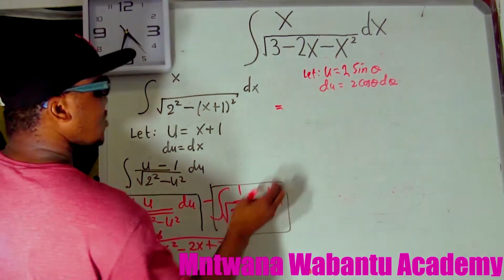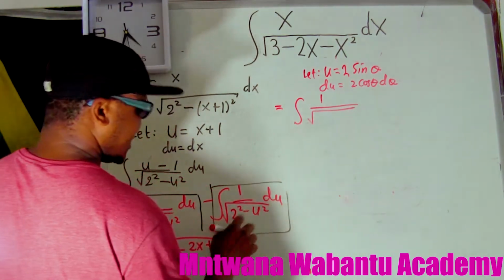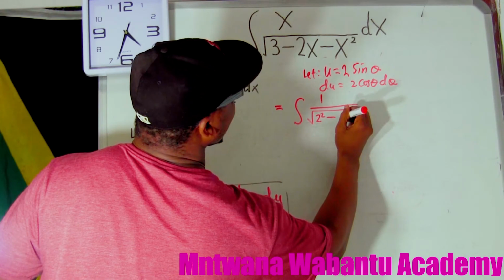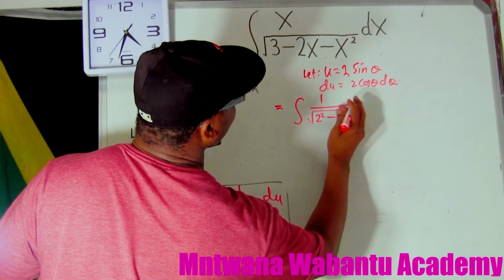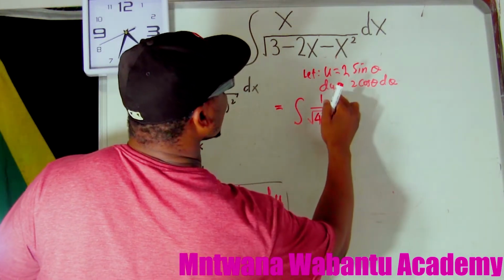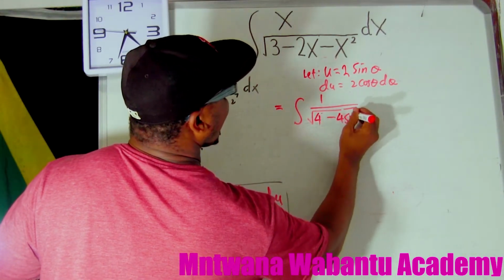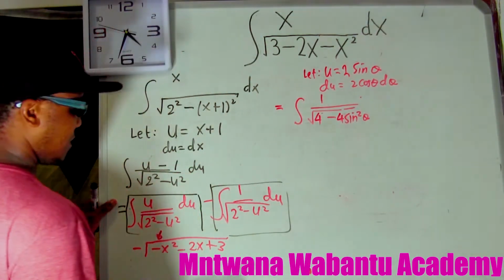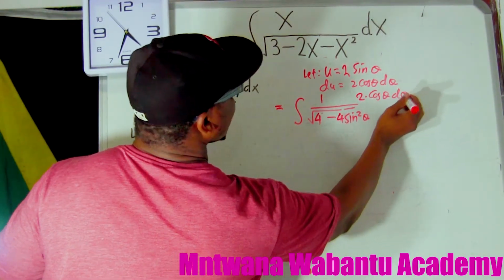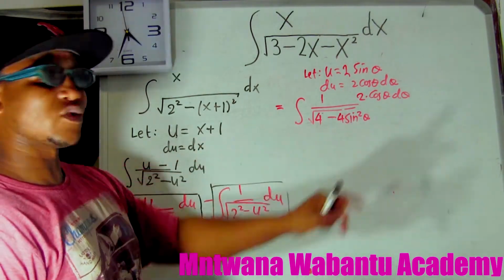So this expression becomes the integral of 1 over the square root of 2 squared, which is 4, minus u squared. With u equal to 2 sine theta, squaring u gives 4 sine squared theta. And du equals 2 cos theta d theta.